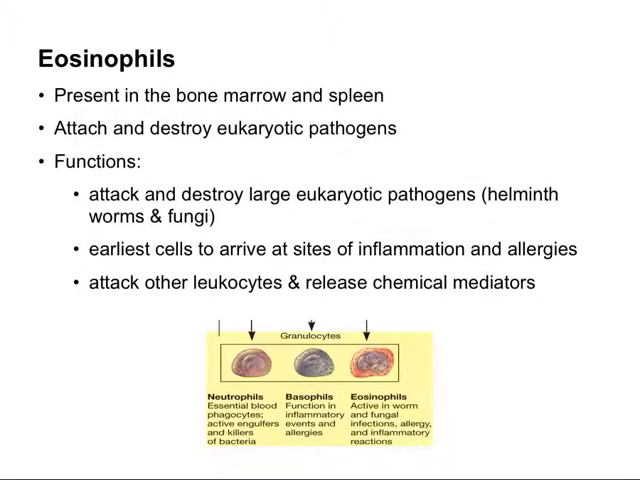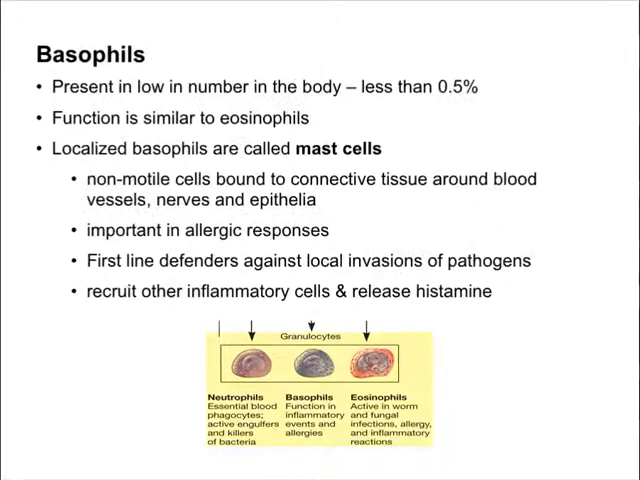Now, eosinophils. Eosinophils are present in the bone marrow and spleen predominantly. They attach to and destroy eukaryotic pathogens, and they're of particular importance in the destruction of helminth worms and fungi. These are the earliest cells to arrive at the sites of both inflammation and allergies. They work by attacking other leukocytes and releasing chemical mediators. So when an individual has either a fungal or helminth infection, we'll see a large increase in the concentration of eosinophils in the blood. So now our third type of leukocyte, basophils.